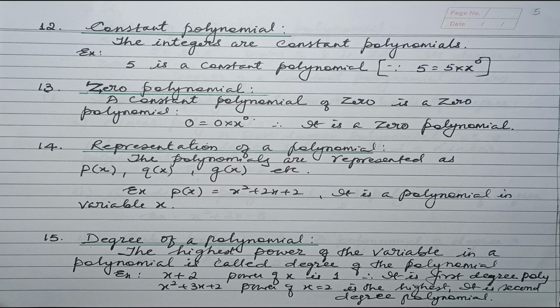Now the next and very important term is degree of a polynomial. The highest power of the variable in a polynomial is called the degree of the polynomial. Try to understand this. Let us understand. X plus 2 is a polynomial, it's a binomial. Power of x is 1, therefore its degree is 1. X square plus 3x plus 2 is also a polynomial, a trinomial. The highest power is 2, and therefore its degree is 2.